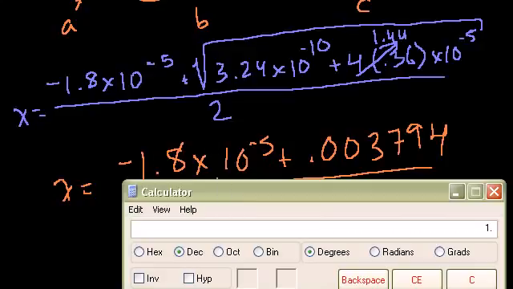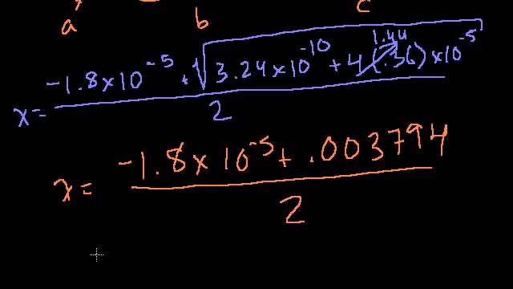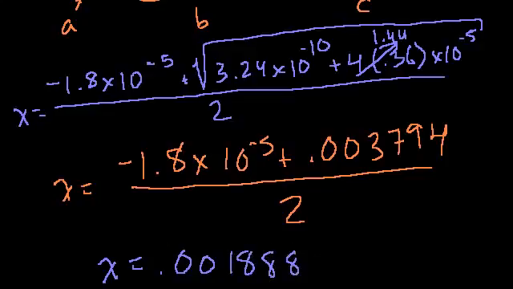Minus 1.8 e negative 5 is equal to that. So this is the whole numerator, and now I need to just divide it by 2. Divided by 2 is equal to 0.001. So let me write that. So x, so I'll switch colors arbitrarily again. X is equal to 0.00188, and it's a 3 and so forth and so on.